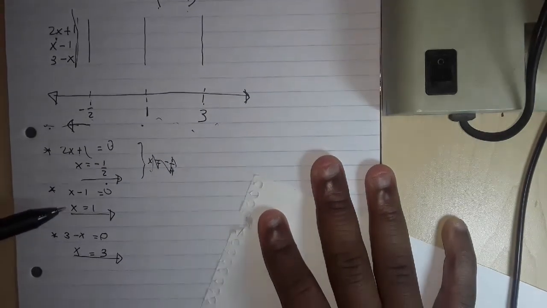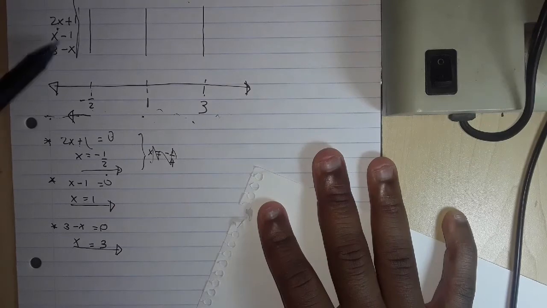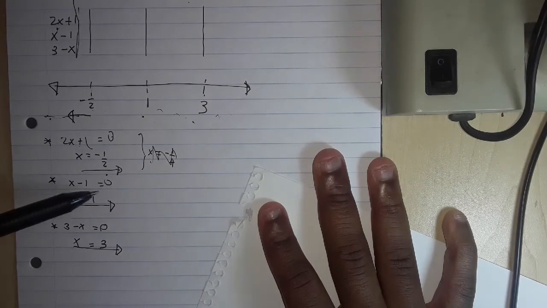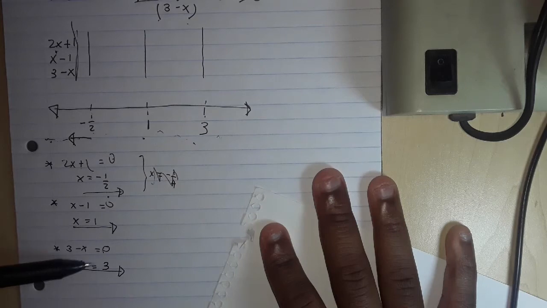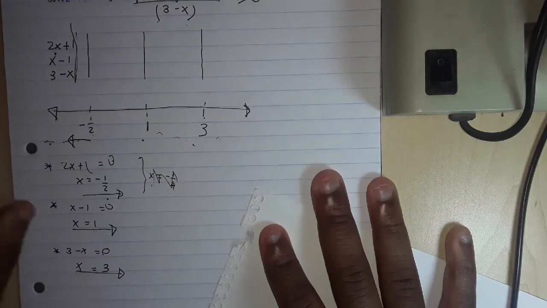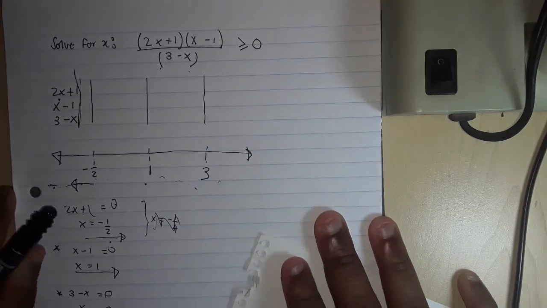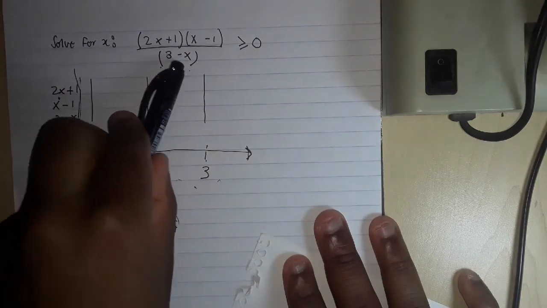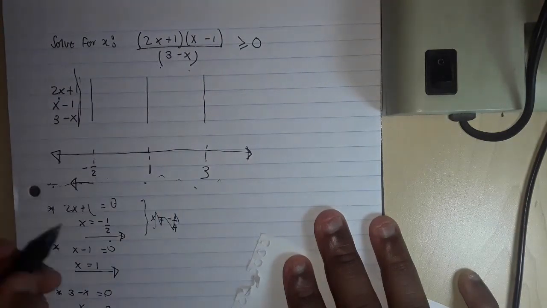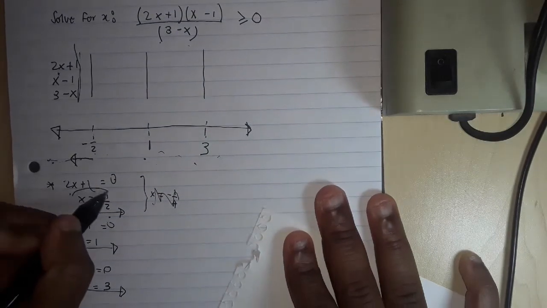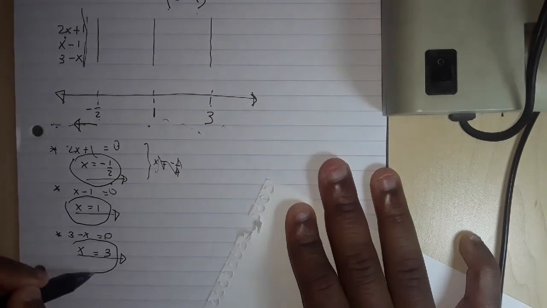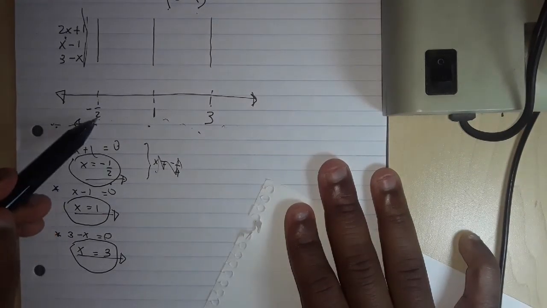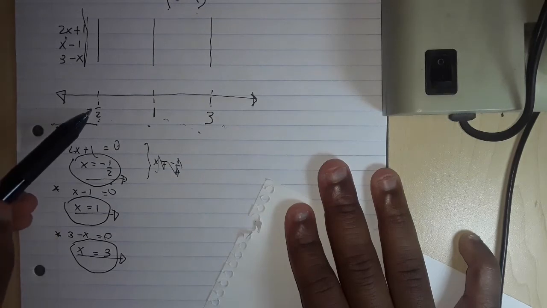And we solve here again for this one. We say x minus 1, we equate it to 0, we solve x equals 1. And now for the last one, 3 minus x, we equate it to 0 and solve for x equals 3. Notice that what we basically did is we took each of these brackets, equated it to 0 and solved for those values. So we have x equals minus a half, x equals 1, x equals 3, and then we put those on the number line: minus a half, 1, and 3.